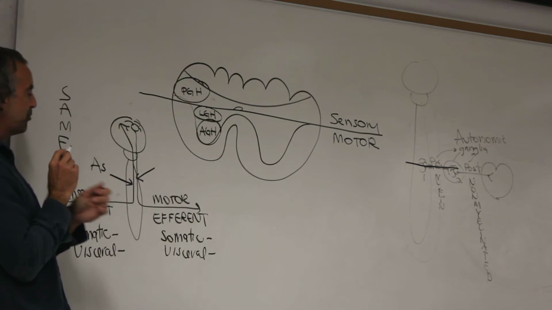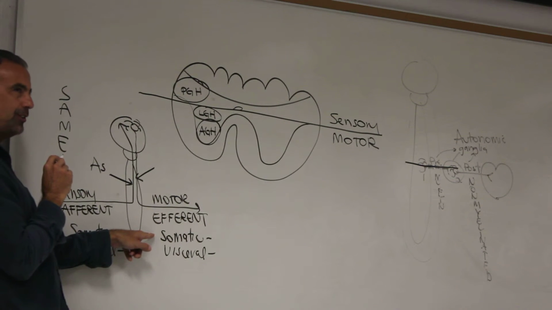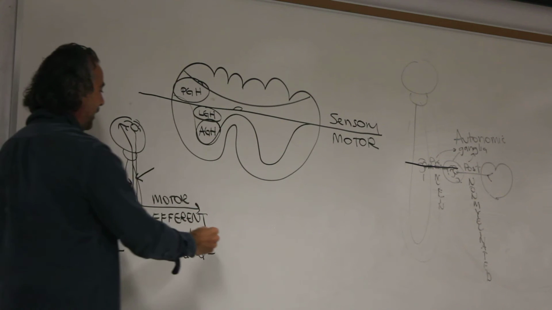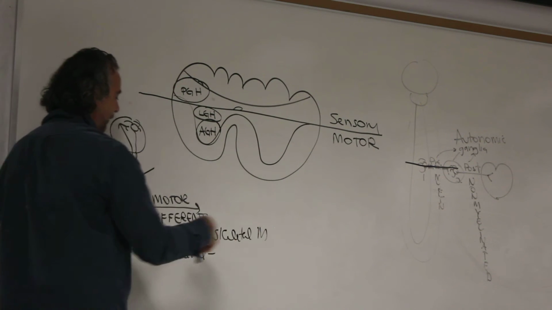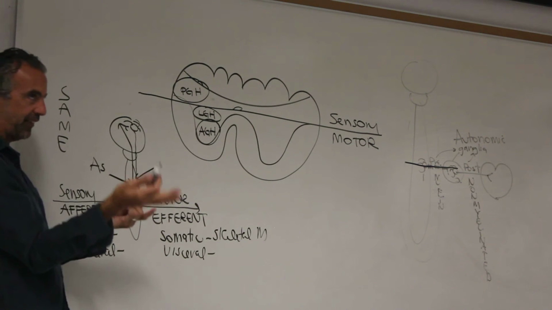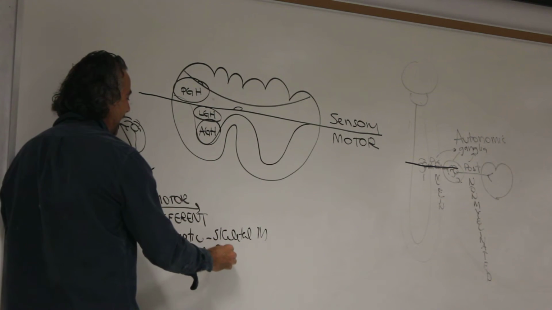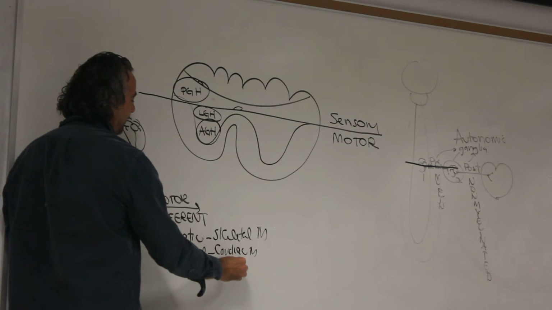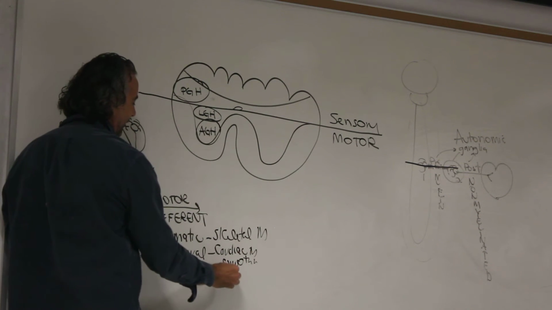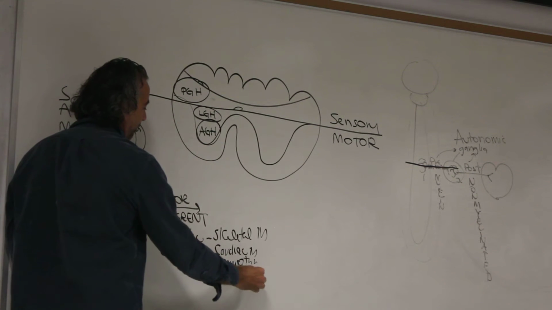Okay, so what do my somatic motor commands control? Only one thing, skeletal muscle, right? So that's only skeletal muscle. And visceral does everything else. So it does cardiac muscle, it does smooth muscle, it does all my glands, that sort of thing.